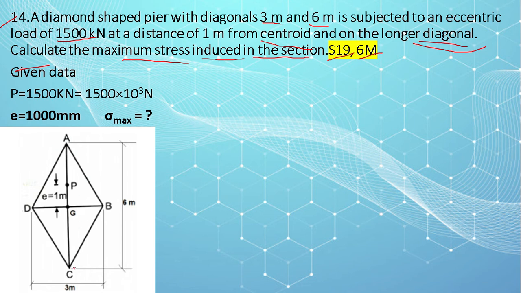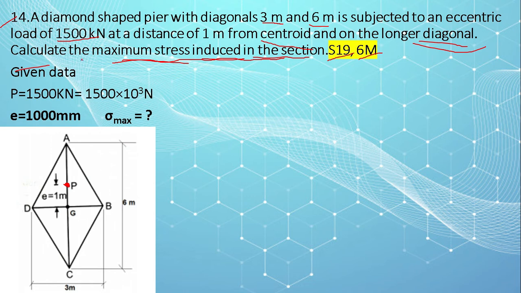Longer. This AC is a longer diagonal. So our force P is on this diagonal and at an eccentricity of 1 meter. This eccentricity is 1 meter. So we have to find out the maximum stress induced in a section.